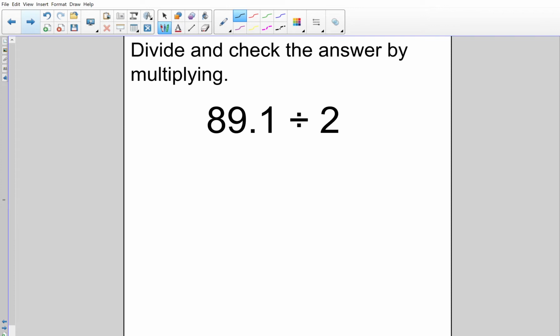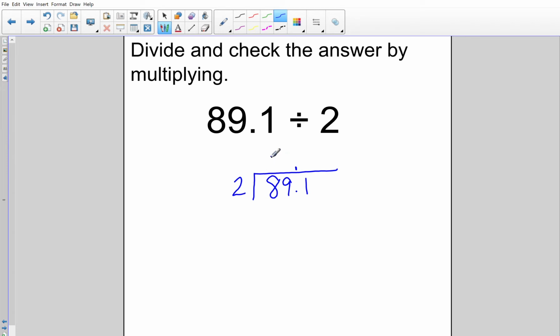So we take our 89.1 divided by 2. I'm going to write this as a long division problem. So put my 89.1 and then divide that by 2. What they're talking about is moving this decimal right up above the current decimal in the problem and keeping it there. So we're going to divide as we normally would.